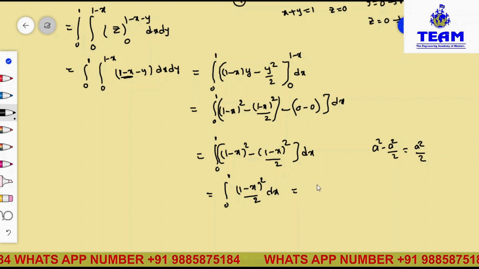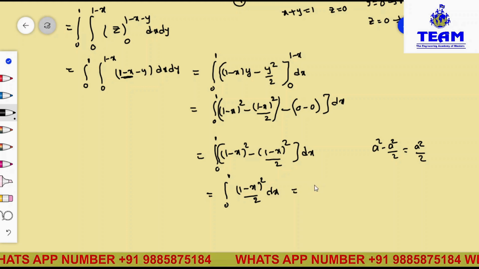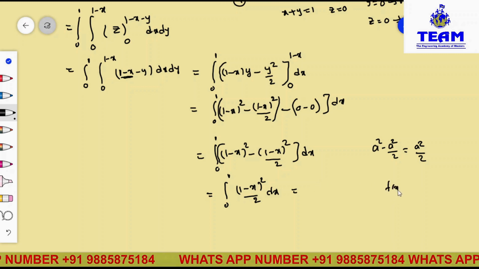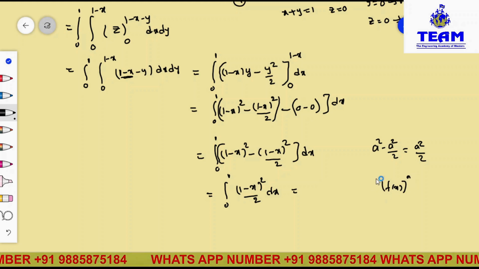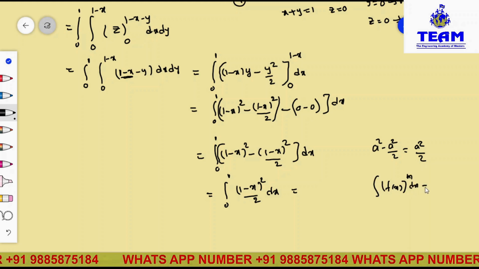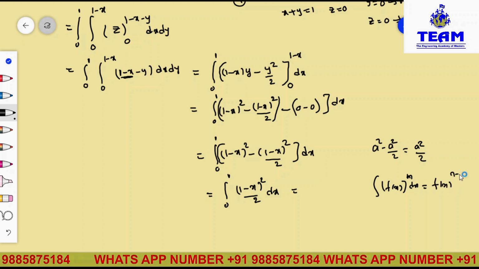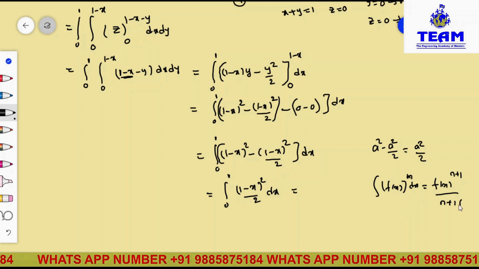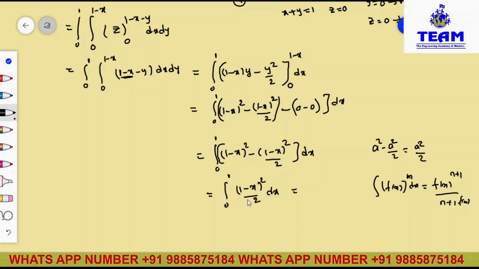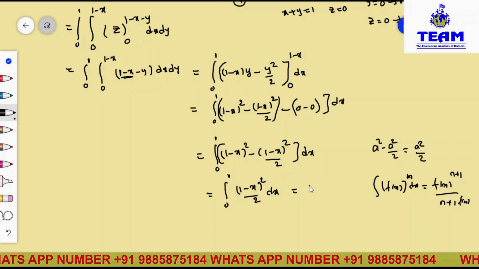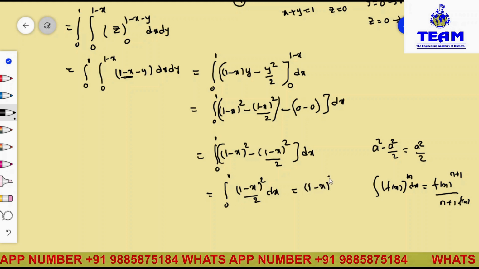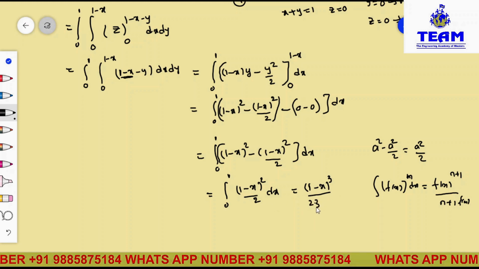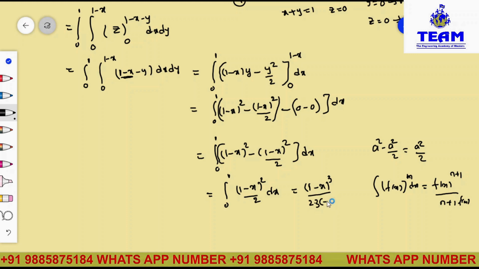I integrate this one. The integration of a bracket square is bracket power plus 1 by power plus 1, divided by the bracket derivative. Friends, you see the integration of f of x whole to the power of n is f of x to the power n plus 1 by n plus 1, divided by the bracket derivative f dash of x here. Here, the integration of 1 minus x whole square is 1 minus x whole cube by 3. Already you have a 2. The derivative of this bracket is minus 1.